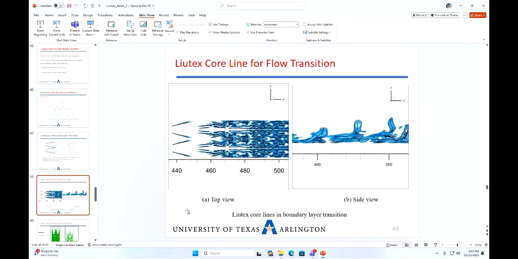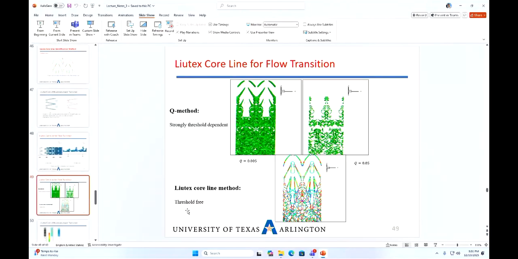I think more recently, by the automatic method, this is also a core line. Well, you can compare this with the Q method. The Q method gets a different vortex structure. It's totally different, just picking different Q values. Well, the core line can never change it.